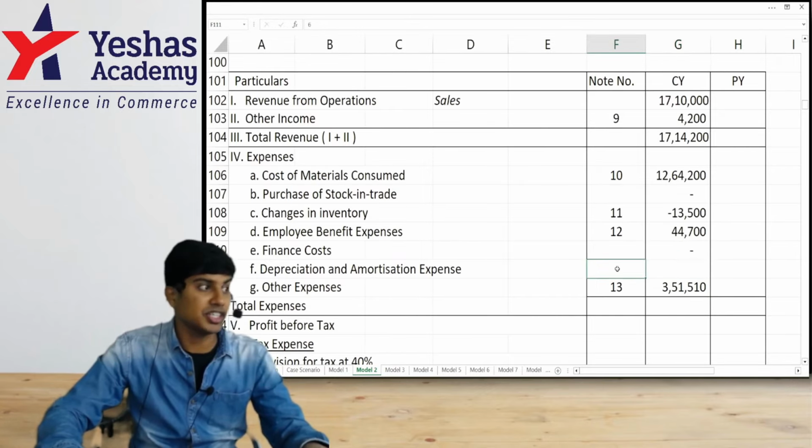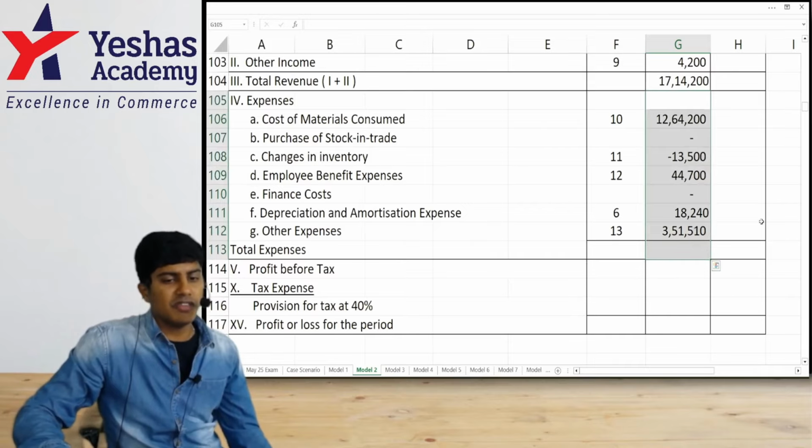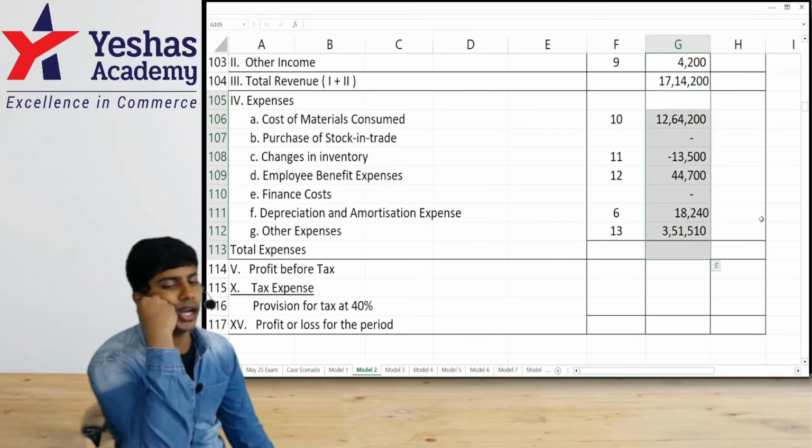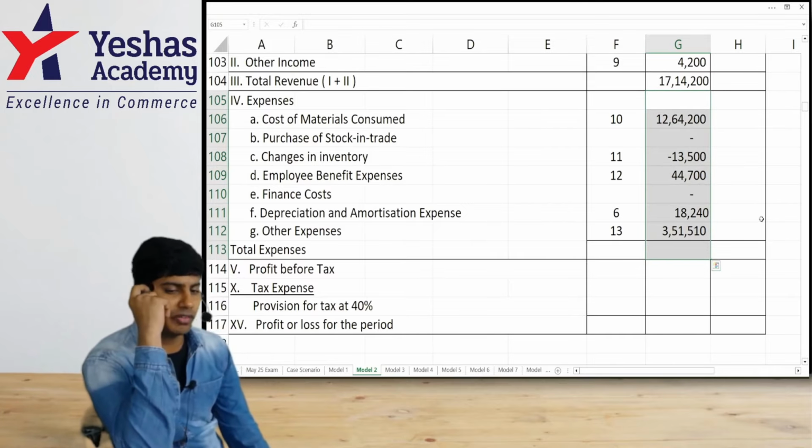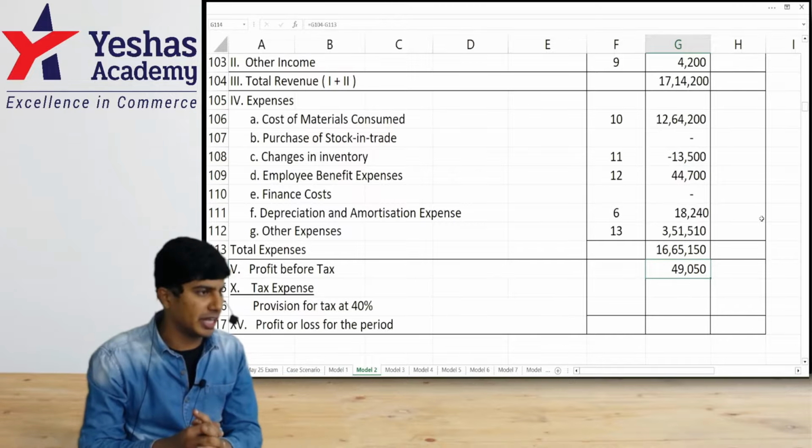Total income is also available. Total expenses: 12,64,200 minus 13,500 plus 44,700 plus 18,240 plus 351,510. 16 lakh 65,150. This is total expenses. Deduct this from total revenue of 17 lakh 14,200. 49,050 is profit before tax.